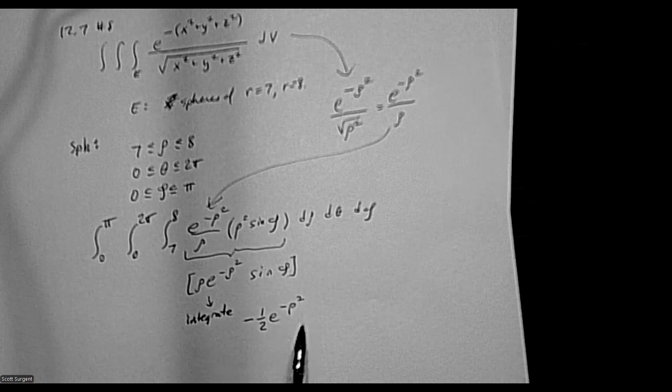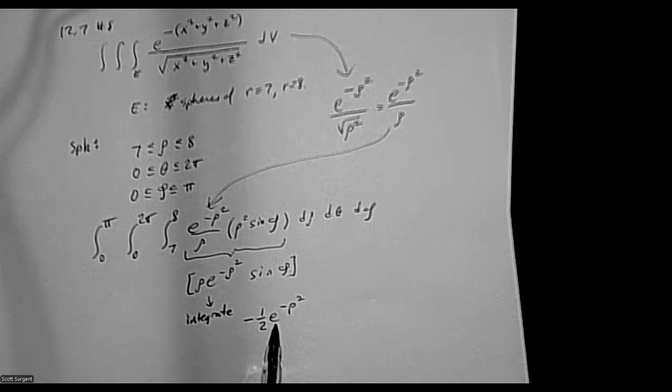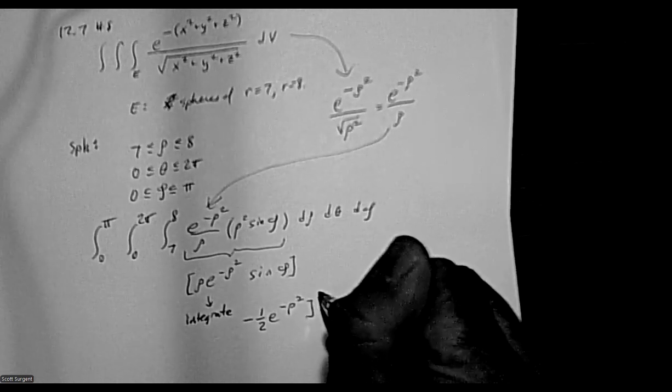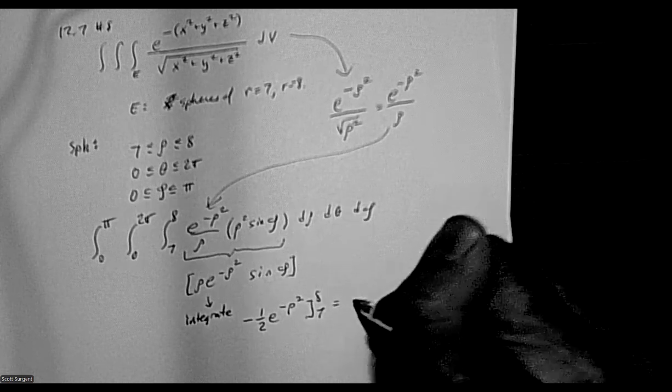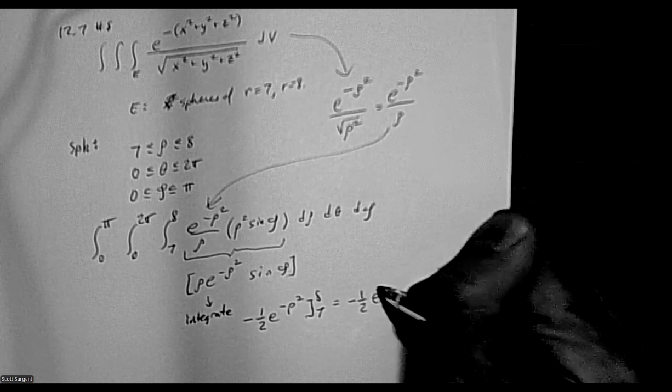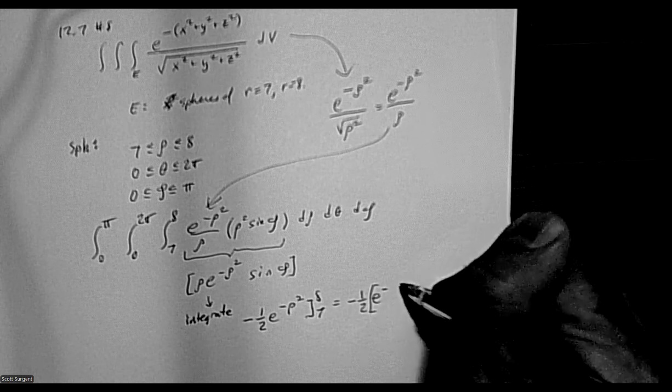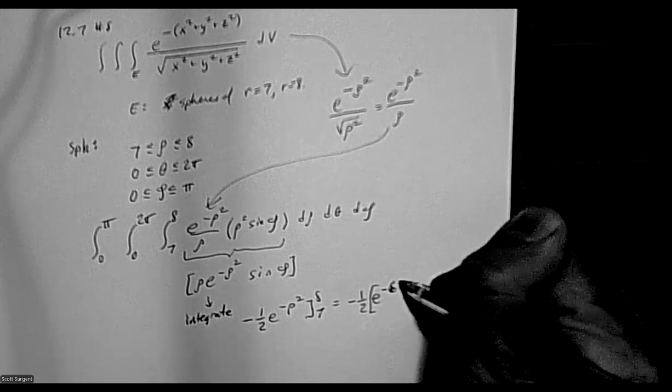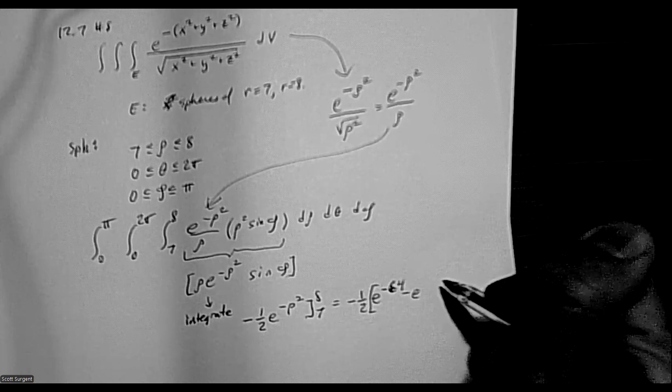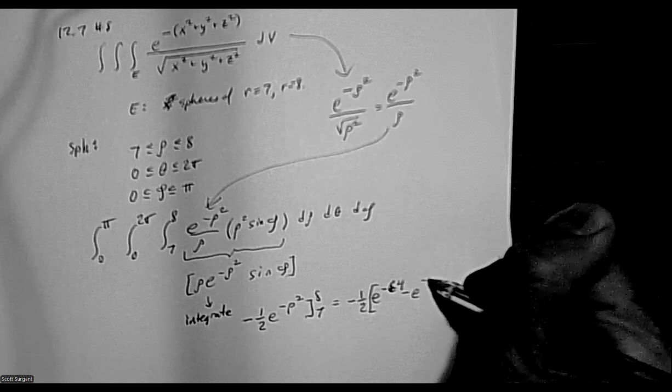And I'm going to double check that by taking the derivative. The derivative of e to the negative rho squared is e to the negative rho squared times its derivative, which is negative 2 rho. And the two, yeah, we're good. So then I put in the 8 and the 7, and I get negative e to the negative 64, take away e to the negative 49. These are tiny numbers.